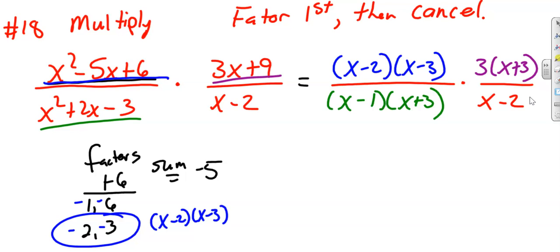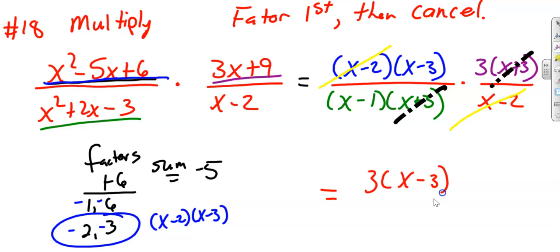Okay, so we factored everything as much as you can. Now you just go back and start canceling out what you're able to. Let's see, there's an x plus 3 and an x plus 3 that can go. There's an x minus 2 here and an x minus 2 here. So all together at the end, we're left with a 3 times x minus 3, and that's over x minus 1.